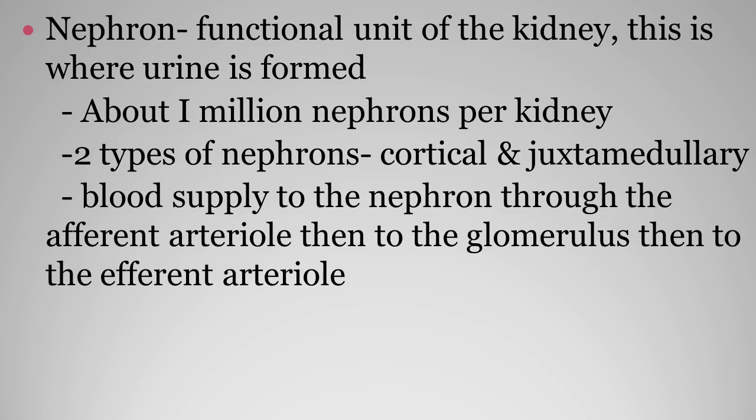But each nephron separately makes urine from blood, okay? And we're going to talk in a few minutes about urine formation. And blood supply to those nephrons goes through the afferent arteriole, then to the glomerulus, then to the efferent arteriole. So just a little quick A&P to get you thinking about the specific structures and how things occur within the body, especially with our patients when we're talking about their health.